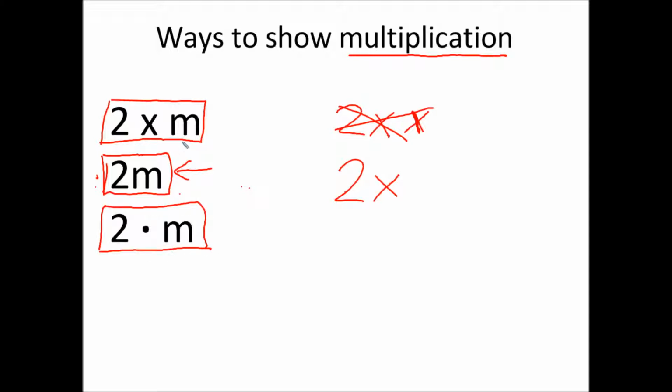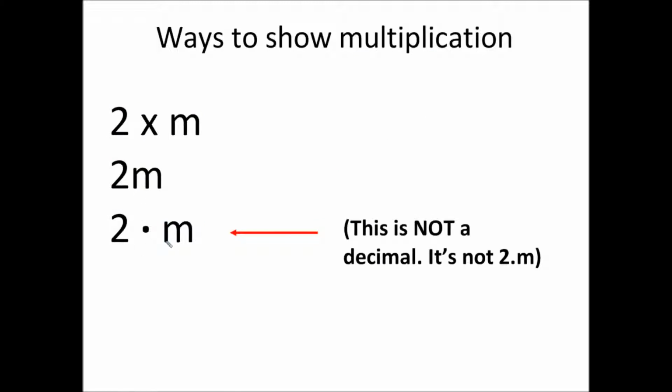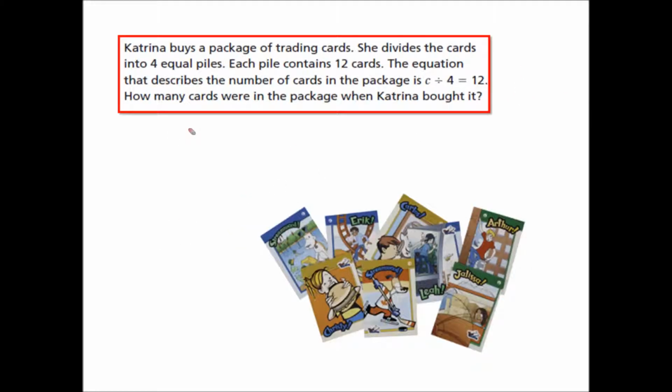And here's another way of doing it. This is kind of like a shorthand version of this. They wanted to get rid of the x. So they said that 2 dot m, 2 with a dot in between, is equal to 2 times m. So this dot can be a multiplication symbol. That is something you actually do see a lot in algebra as well. Now keep in mind, this is not a decimal. This is not 2.m. This is 2 times m. Okay? So we're going to talk about multiplication and division equations. We're going to draw some pictures and make them into equations and then solve the equations.